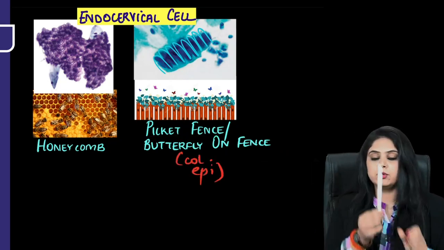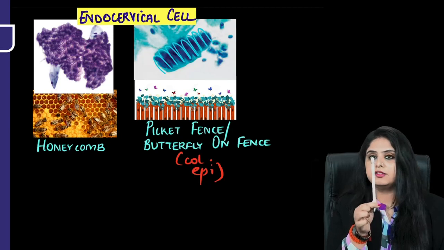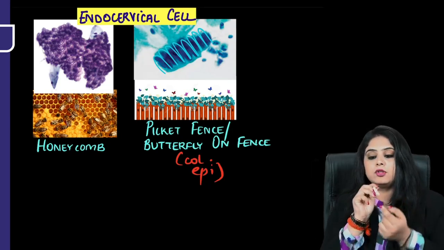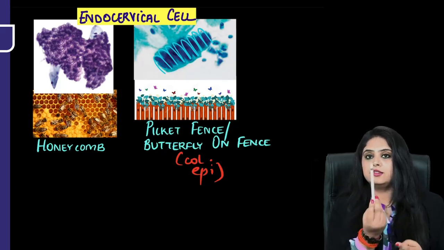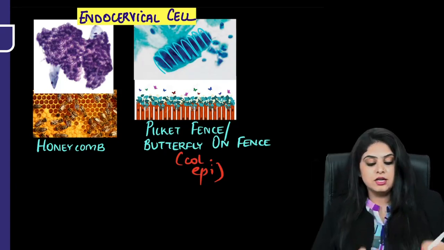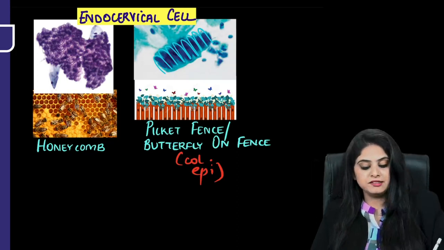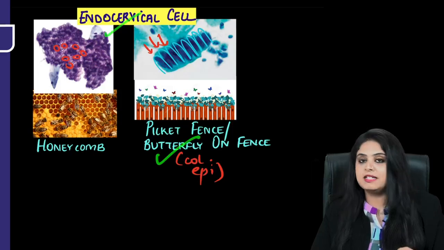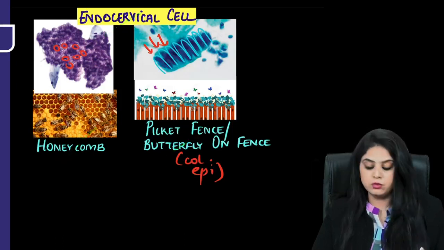But that is, if I show you the pencil like this, you will say it is columnar epithelium. If I say look at the pencil from the top, you will say it's a dot, right? Like this it's columnar, but like this it's a dot. So when I look at the top view, I see the heads of these cells, and that is known as the honeycomb pattern. So these two words are for the same thing. Endocervical cells can look butterfly on fence also, they can look honeycomb also.